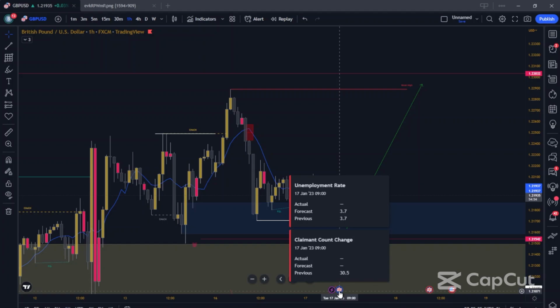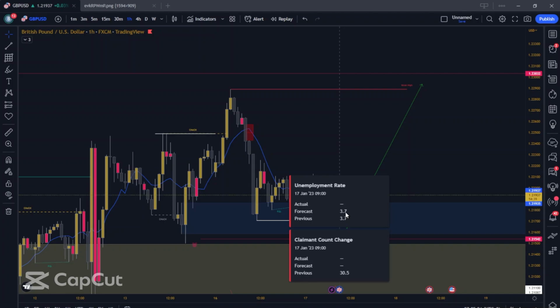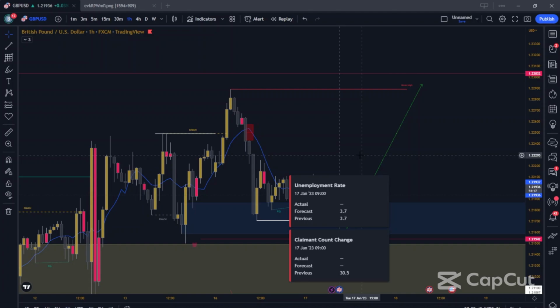Unemployment rate. Okay, so this is a very easy one to read, right? When is this? 9 this morning. If the actual comes in lower, then that's good for the economy. Pound should go up. If the unemployment rate rises, then that's bad for the economy. Pound should drop.